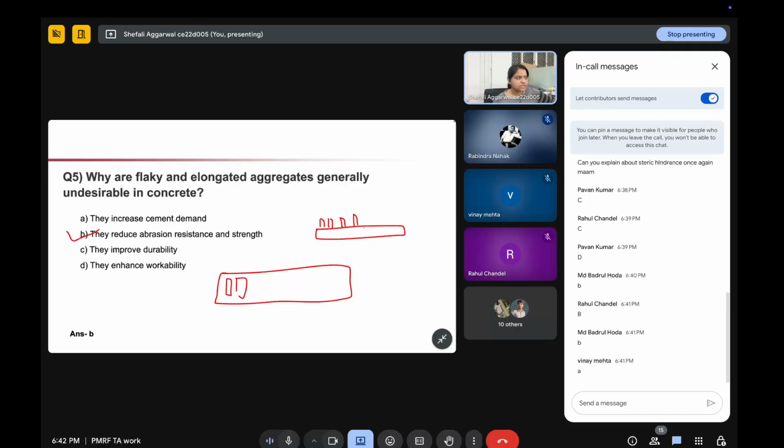I'm not sure if that is taught in class or not, but you should know these two tests which we are doing to test the flakiness and elongation of aggregates in the concrete.